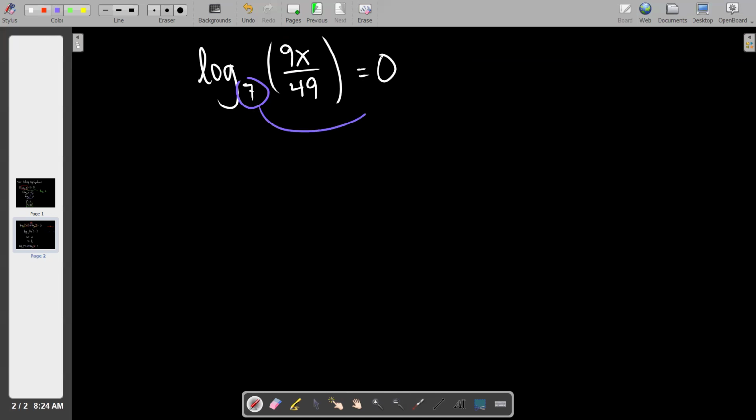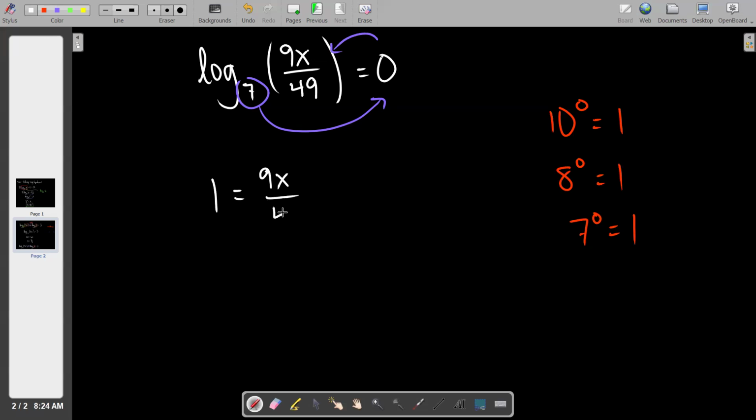We're going to raise it up to the power of 0, and we're going to set that equal to the argument of the log. We should go on a little side journey here and make sure you all know: do you know what 10 to the 0 is? 1. What 8 to the 0 is? 1. What 7 to the 0 is? 1. Okay, good. So 7 to the power of 0 really just equals 1. So it's 1 that equals 9x over 49.